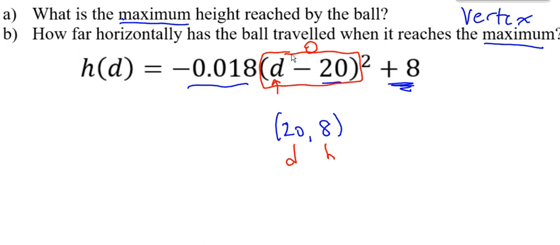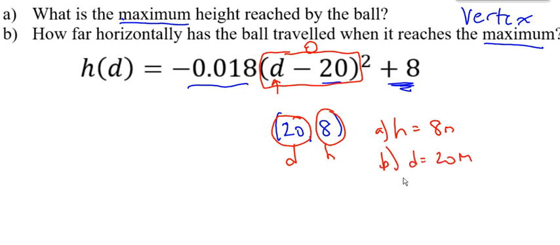So the maximum height must be 8 meters. And how far horizontally does it travel? Well, that's what this is. So it travels 20 meters before it reaches the maximum height. So you throw the ball, it travels 20 meters in this direction, but as it's moving sideways, it's also going up, and it gets to that maximum of 8 meters. And then it probably comes back down. So again, when you have an equation in vertex form and you're asked about the maximum, that's just about some of the easiest stuff we did in the whole unit.